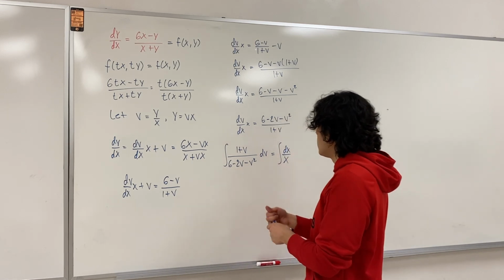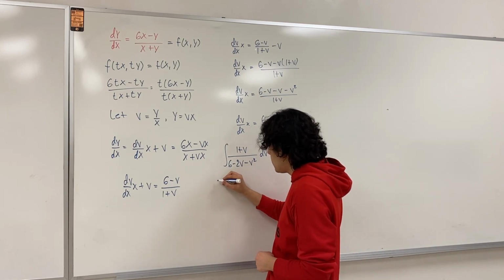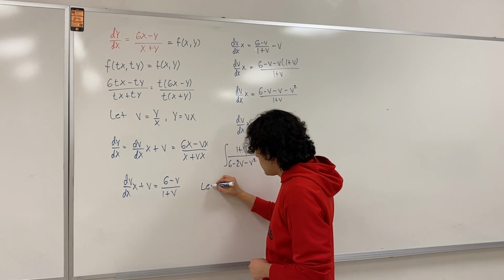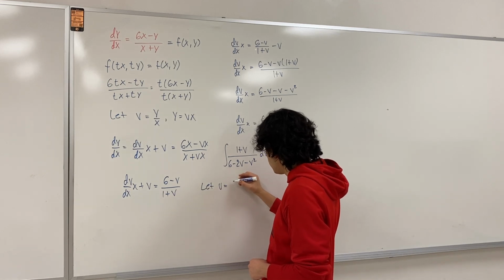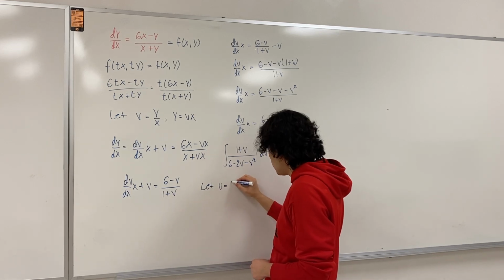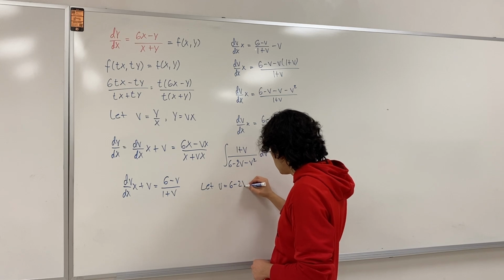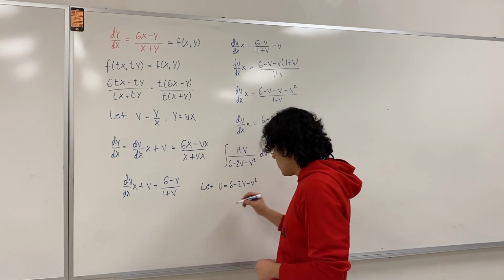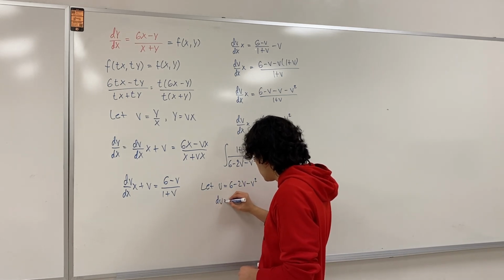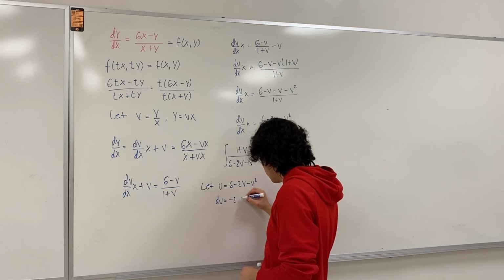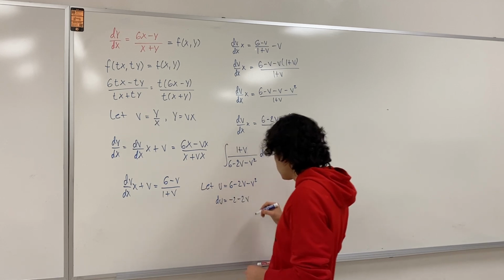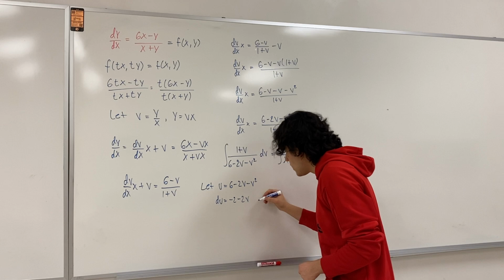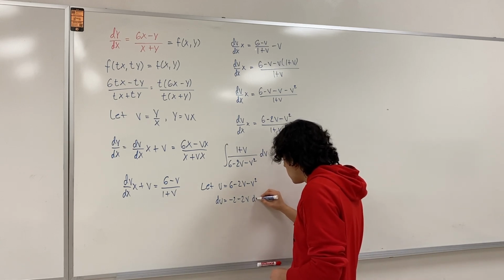I'm gonna say let u be equal to this entire trinomial, which is really annoying to deal with. And then you're gonna get that du is going to be minus 2 minus 2v, right? You just differentiate this, and this entire thing times dv, okay?